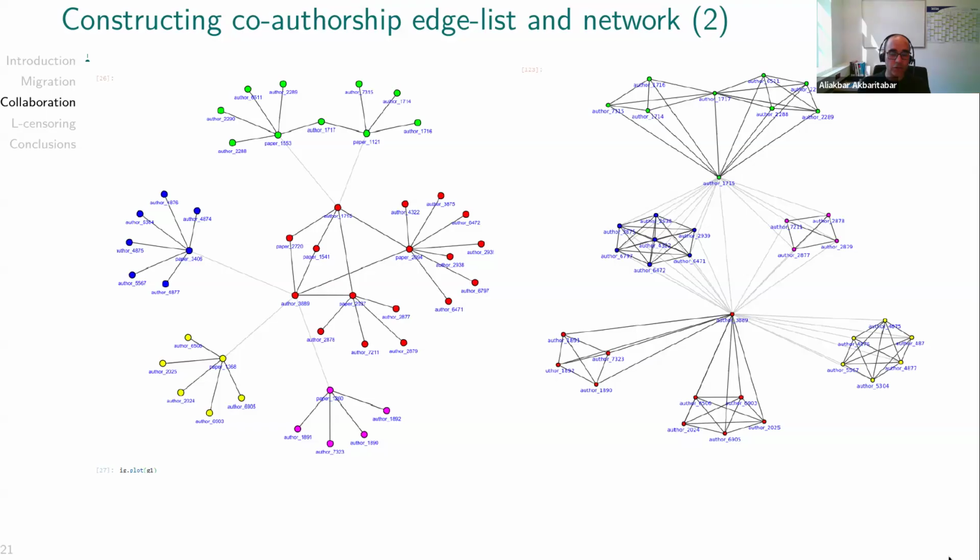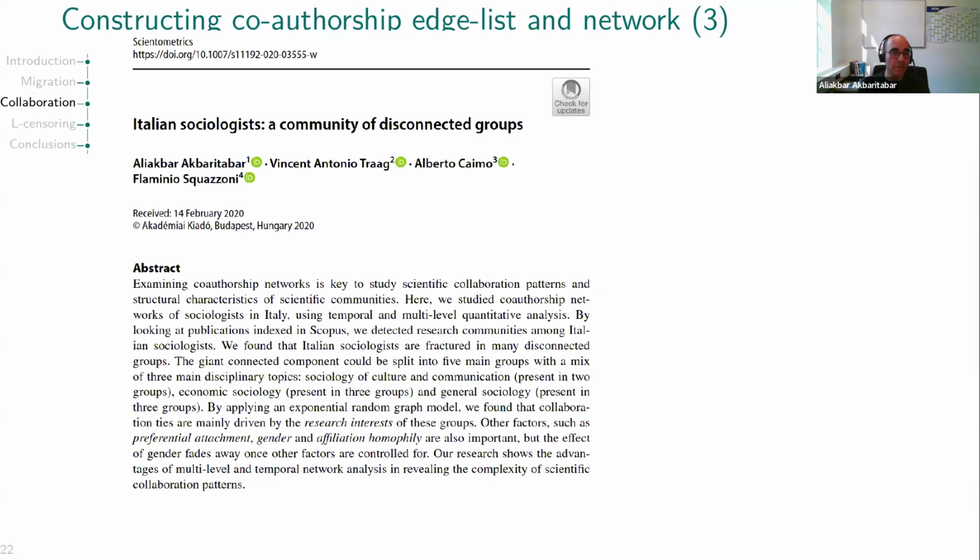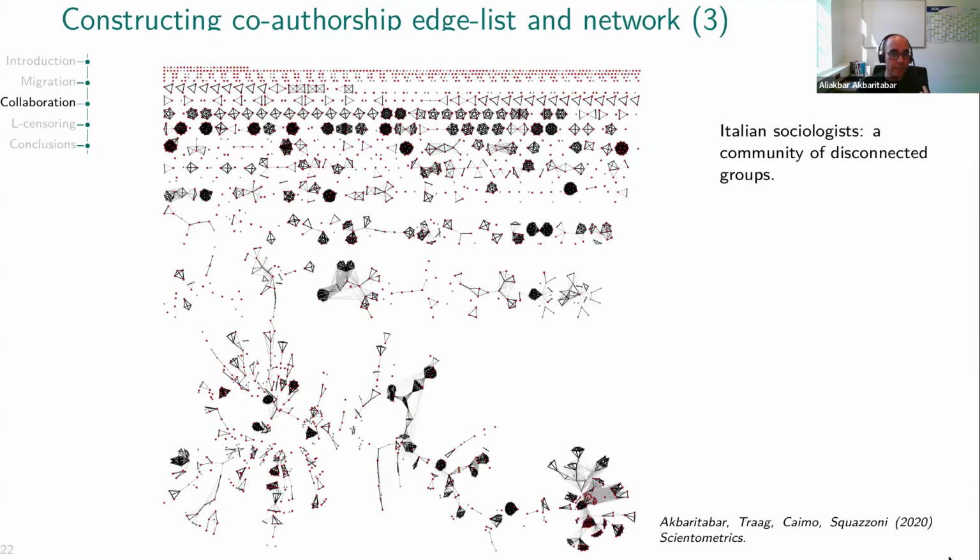So all the nodes there are of type authors. If we do that, as I did here for all scholars who are sociologists in Italy, we get a map that looks like this. You can see that many subgroups, or what are called communities, are emerging that are collaborating just with themselves. Here in red are Italian scholars, and in gray are scholars from anywhere else in the world. This is why we say that Italian sociology is a community of disconnected groups.